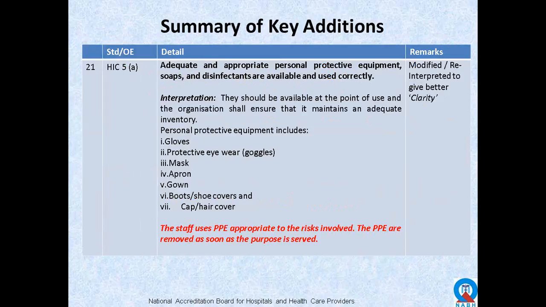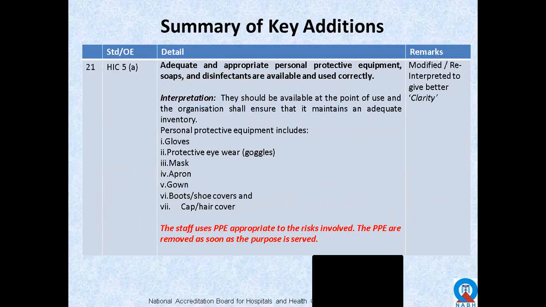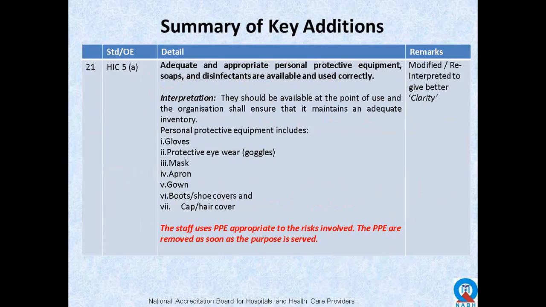HIC 5A, adequate and appropriate personal protective equipment, soaps and disinfectants are available and used correctly. So here the last line has been added. The staff use PPE as appropriate to the risks involved. The PPE are removed as soon as the purpose is served. Basically, you don't want to have someone wearing a glove and touching the handle, opening the doorknob and everything, and then the next person getting infected. So that's why it has to be removed after the intended purpose is over.